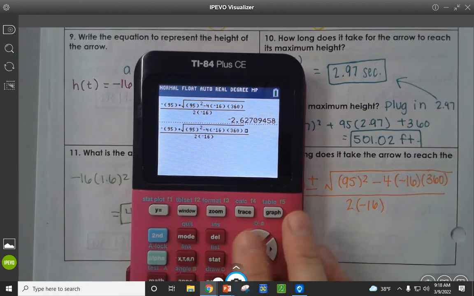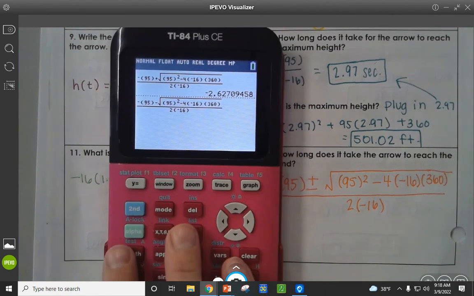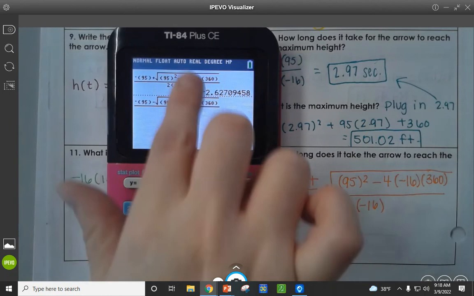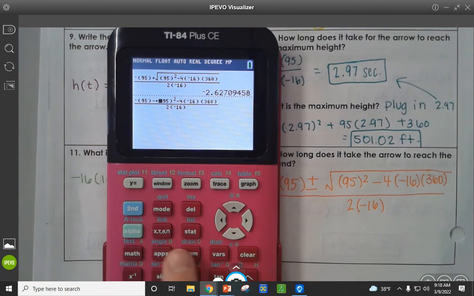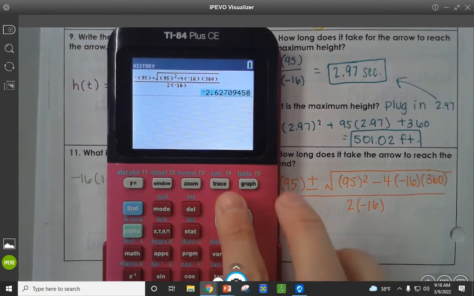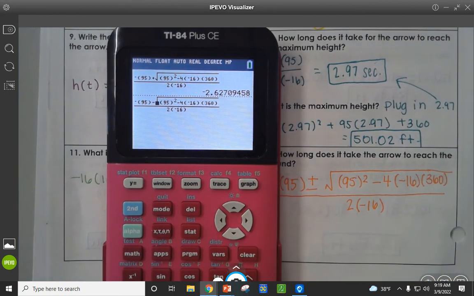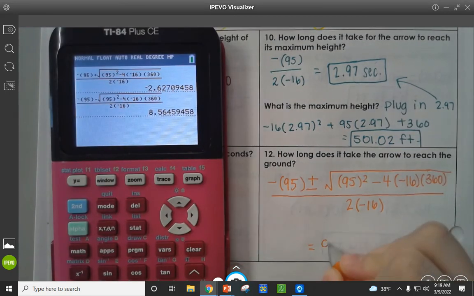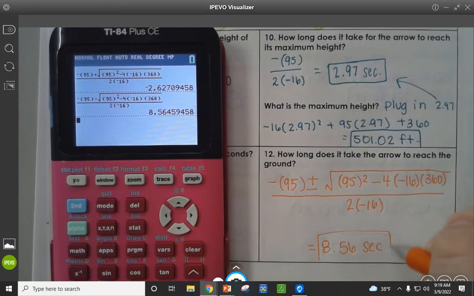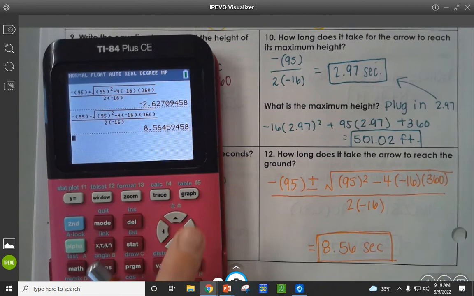Go back and change this to a minus. And I don't know if I told you last time, but always with these problems, the plus is going to be the one that gives you your negative number, or 0. The minus is going to be the one that gives you the answer you use. I just went back and got this one again, because the square root's not easy to put back in. 8.56 seconds. Okay. Questions on that?